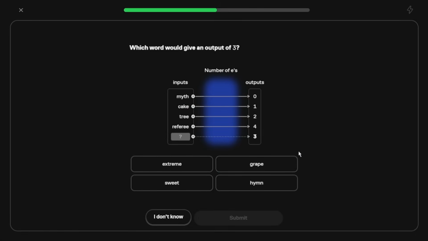So here's the next question. Number of e's as a function. The inputs: myth goes to 0, key goes to 1, tree goes to 2, refer goes to 4, what goes to 3? So this is the number of e's, so we need 3 e's. Great has 1 e, him has 0 e's, sweet has 2 e's, and extreme has 3 e's.